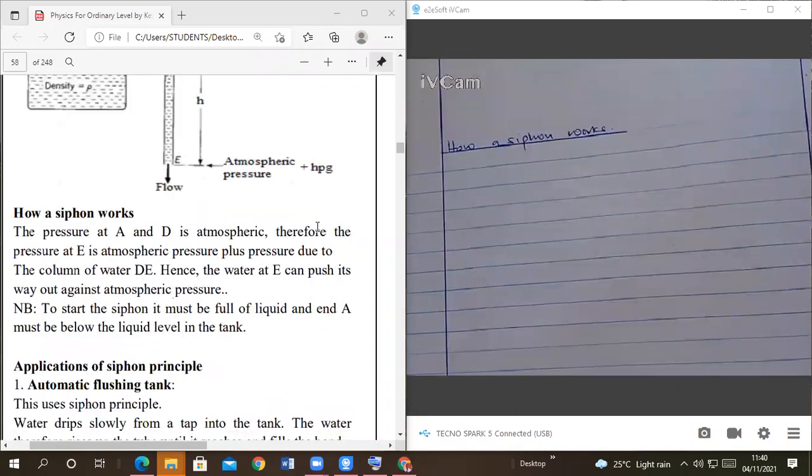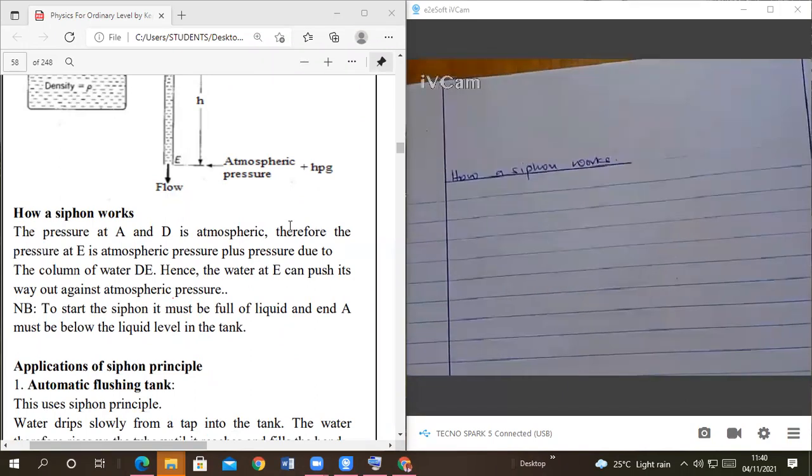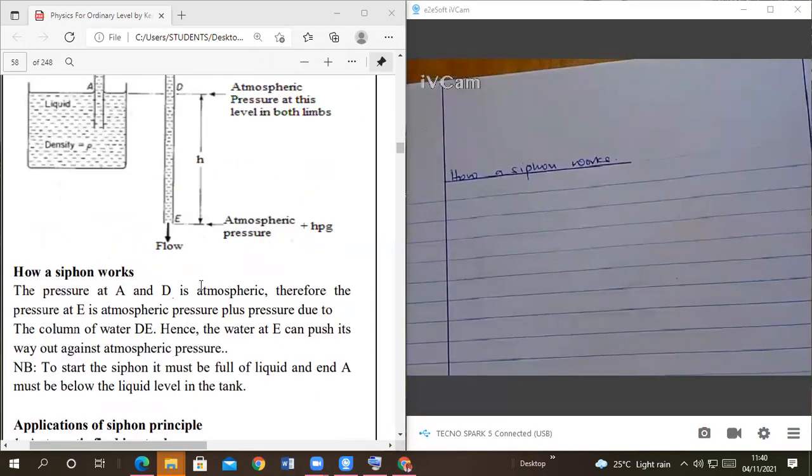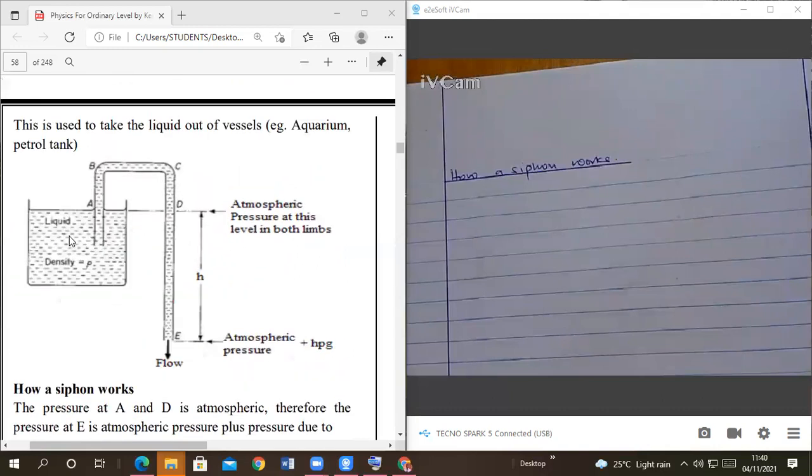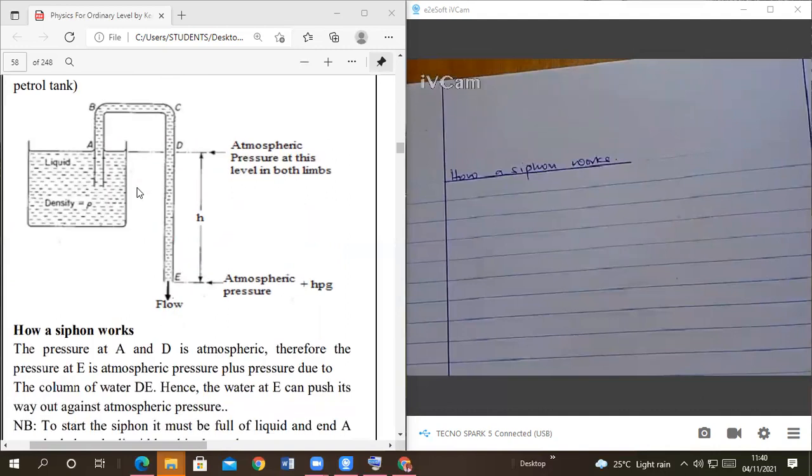So how does a siphon work? They are saying that pressure at A and D is atmospheric pressure. Therefore, the pressure at E is atmospheric pressure plus pressure due to the column of the water. So pressure at A is the atmospheric pressure, and that atmospheric pressure pushes the water into the tube AB.